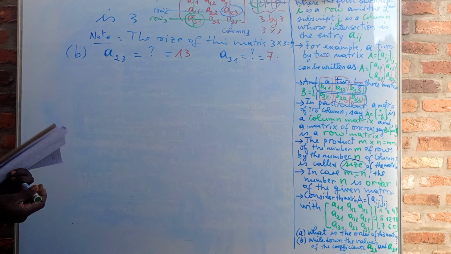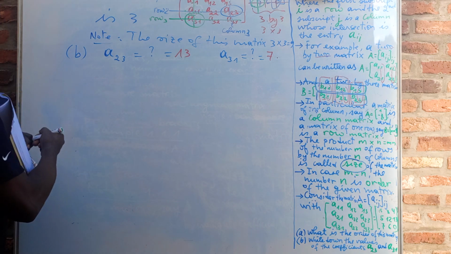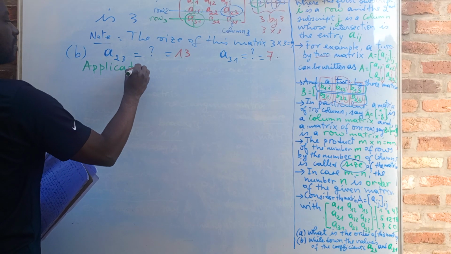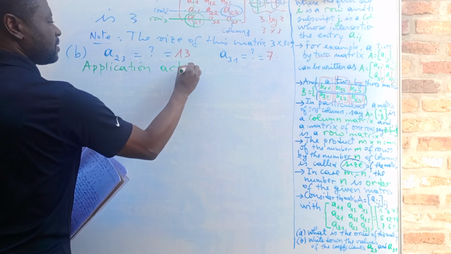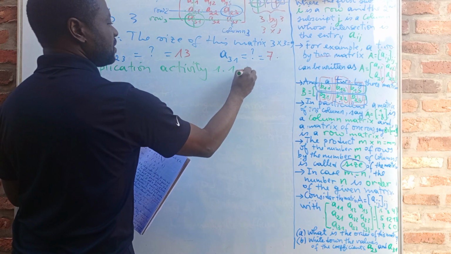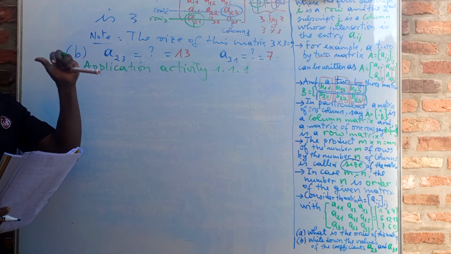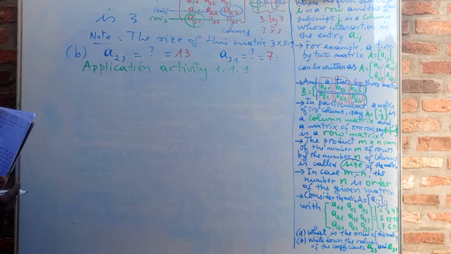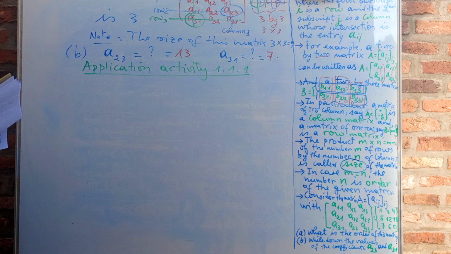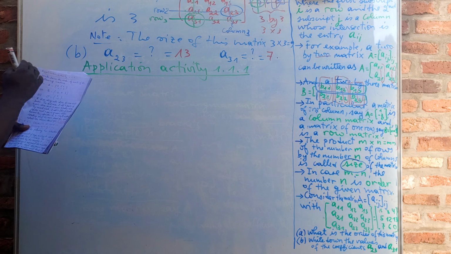Okay, now let us move to the application activity. So let us talk about the application activity. This activity is denoted 1.1.1 in the syllabus of senior mathematics for senior 5 accounting. We talked about it in the previous video. So let us look at how this activity is structured. So we have 2 questions.